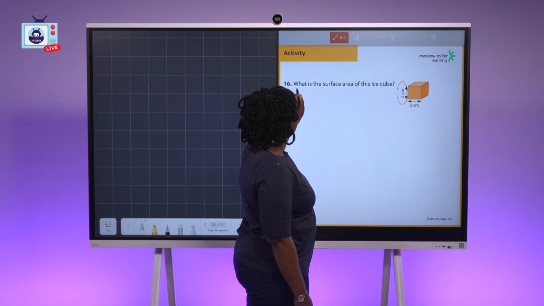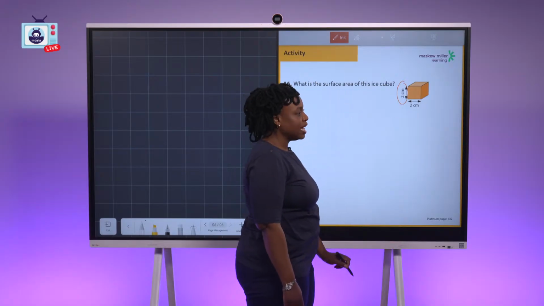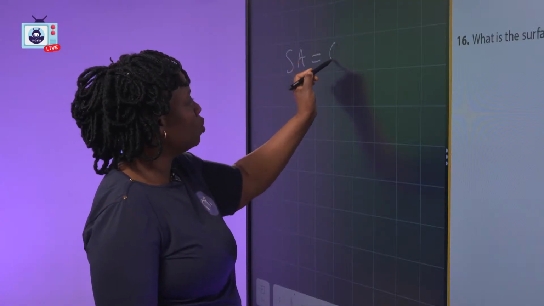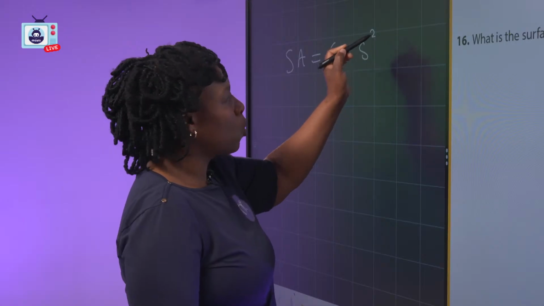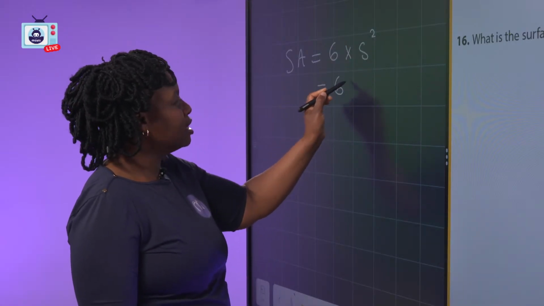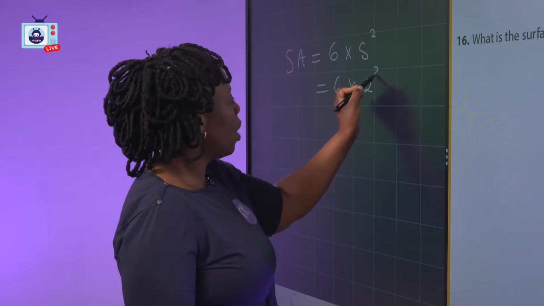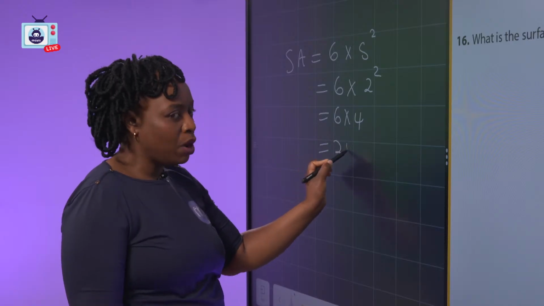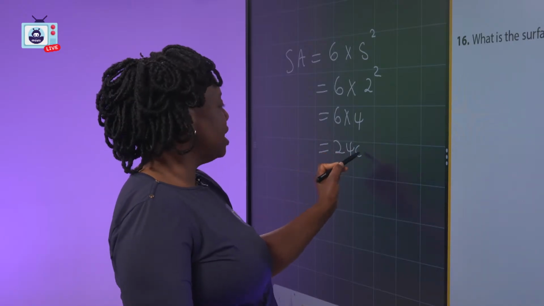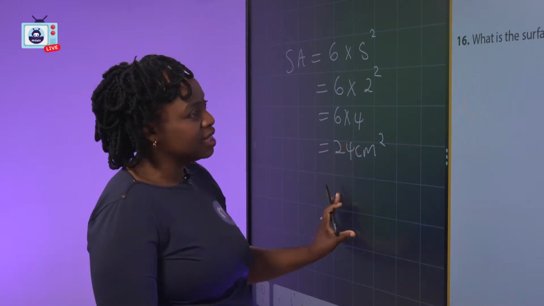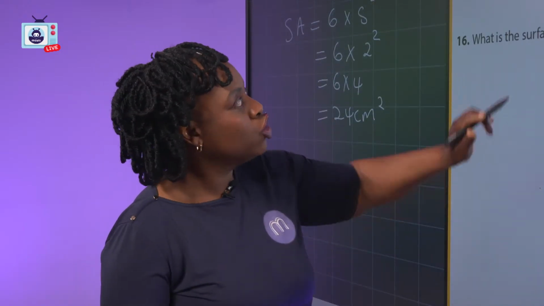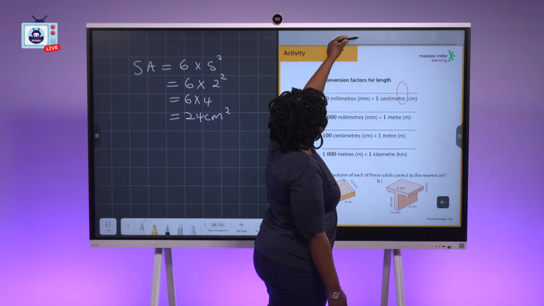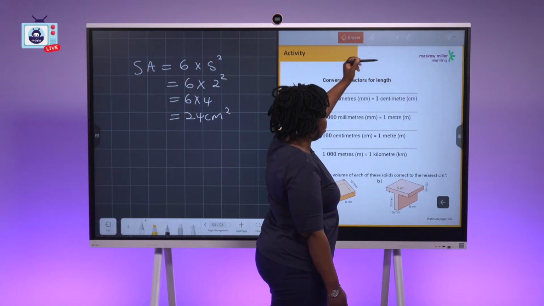So here they were saying, what is the surface area of this cube? Easy, right? So now we know surface area will be equal to 6 multiplied by S squared, which means it's 6 multiplied by 2 squared, which means it's 6 times 4, which will still give us our 24 centimeters squared. That is our surface area. Right. So if you check here, you can see that this is one of the questions that can come for your examination and you need to be able to answer it.